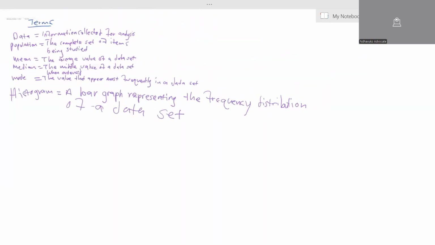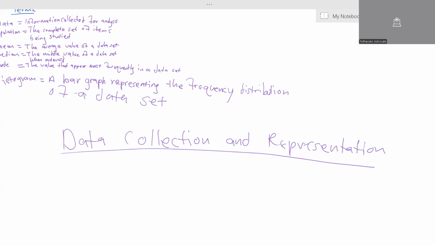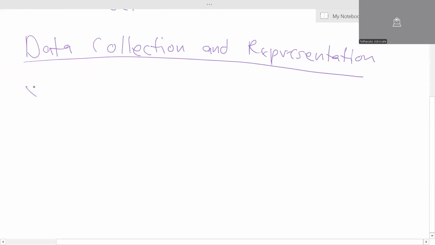So when we get to the data collection and representation class, this is very much important information, so you have to know this information. Data collection and representation. You must know that there's what we call primary data, and there's what we call secondary data.